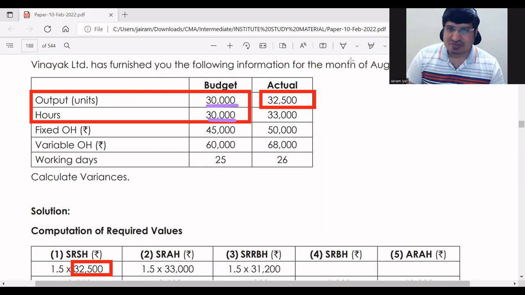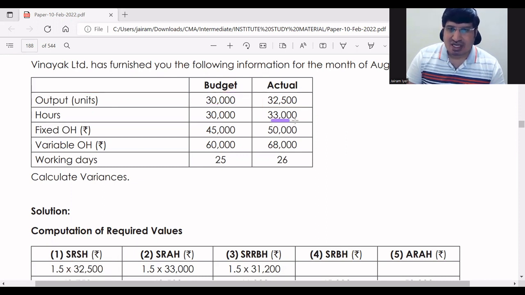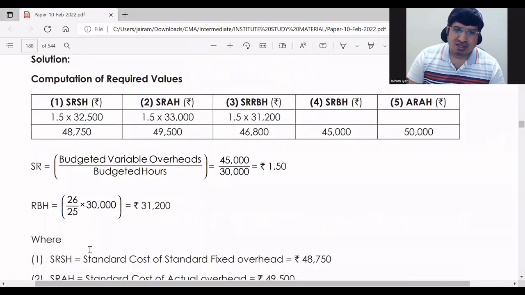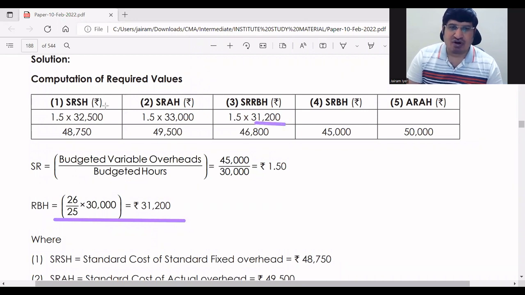Then the second one, actual hours, is 33,000. Just put it here. Next is revised budgeted hours. For revised budgeted hours, take your standard hours, this 30,000, and multiply by 26 upon 25. That will be your revised budgeted hours. So 30,000 into 26 upon 25 gives us 31,200. So now we have got this table fully.